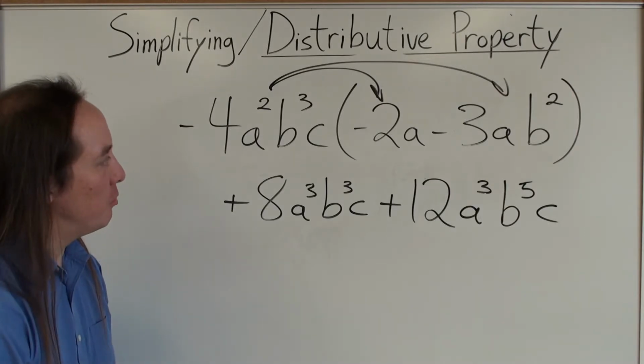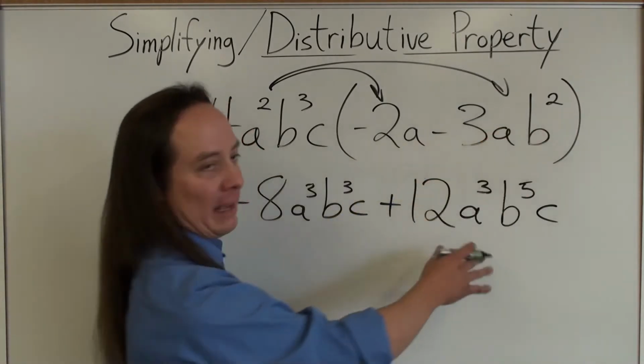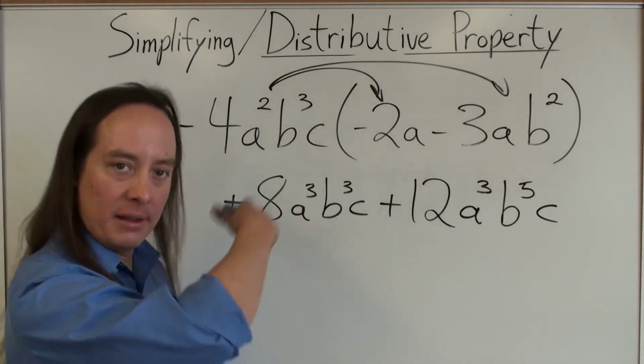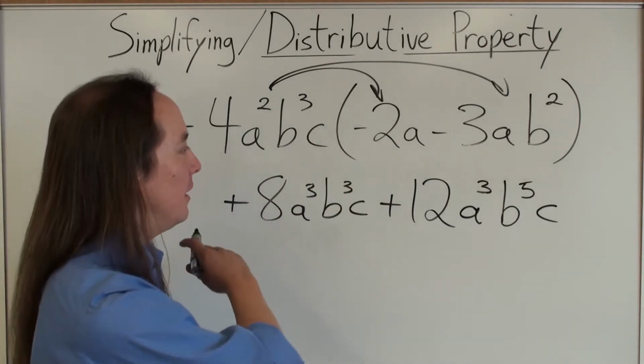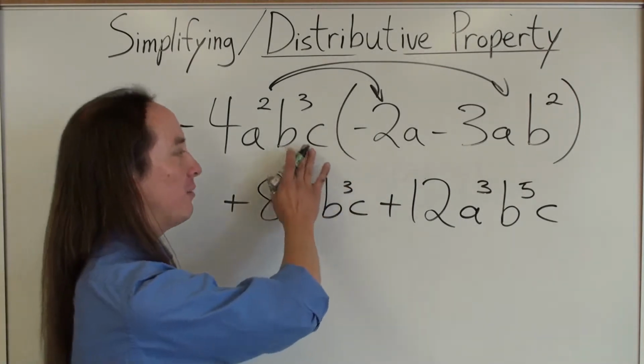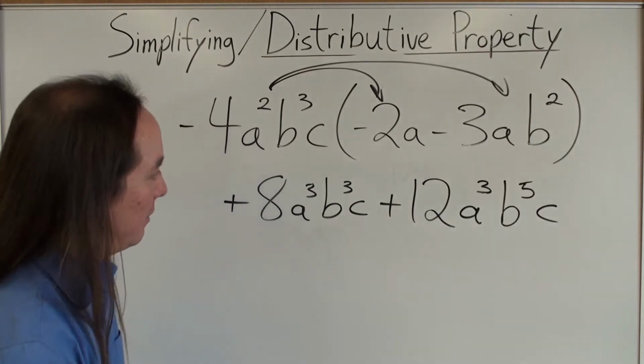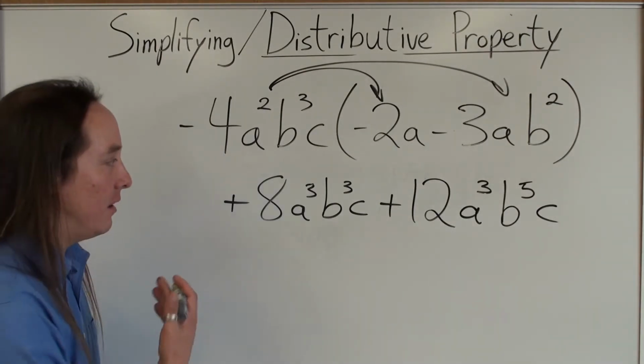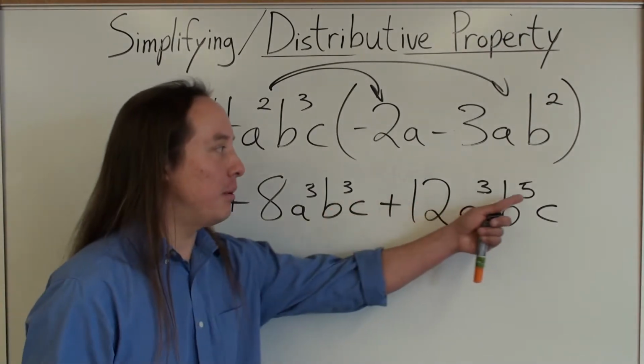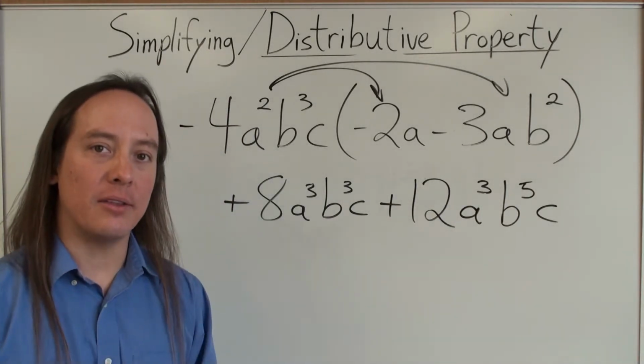Okay? Just bring it down, because there was no C in that last term. If there was, then I would have said like C squared or C cubed, etc. But because there's no other C, I just bring them down. And that's it. Again, they're not like terms. They have different exponents, so I can't group them together.